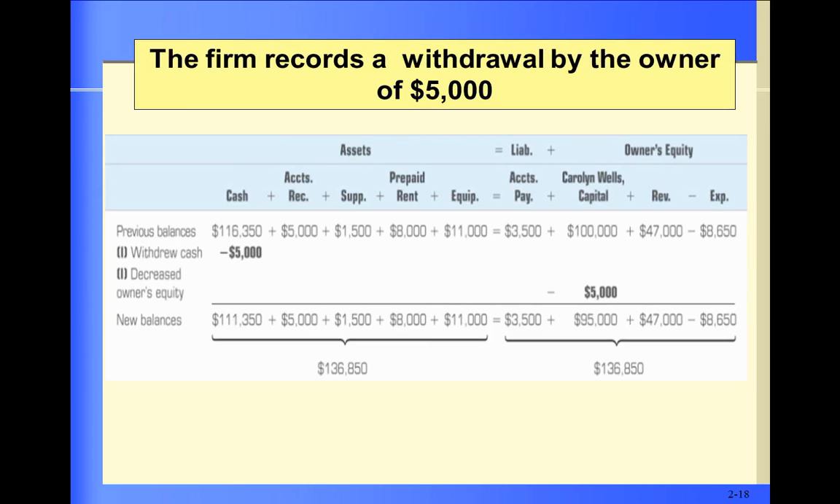Finally, we're going to record a withdrawal from the owner. The owner is going to take out $5,000 worth of cash to use for personal expenses, and in that case we need to decrease how much of financial interest they have in the company. So we're going to reduce the balance in their capital to reflect that. How this process takes place is a little bit more involved, and we'll learn more about that in Chapter 3.